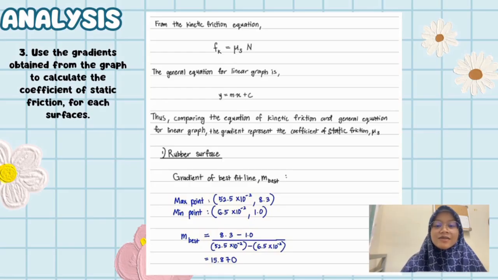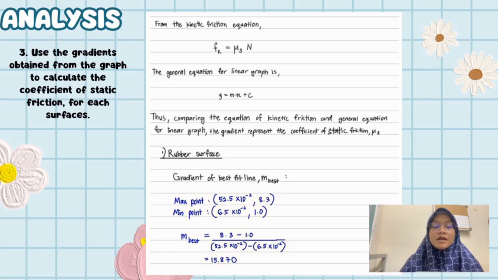Now we can determine the gradient obtained from the graph. As I mentioned earlier, the gradient indicates the coefficient of static friction. So from the kinetic friction equation, Fk equals mu N. Compare it with the equation of linear motion, which is y equals mx plus c. Now we have to find the gradient of the best fit line. We have to find the maximum point and minimum point of the best fit line.